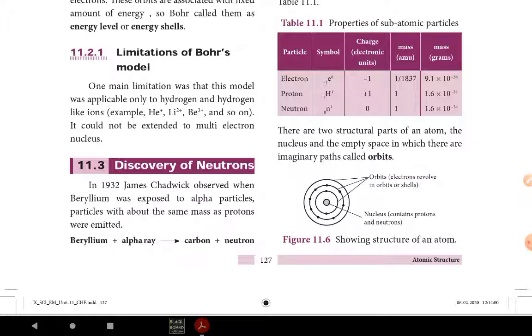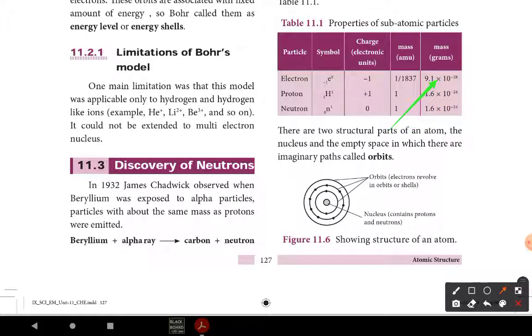What do you see here? See something special, children. Here, proton and neutron both have got the same mass. Proton and neutron have the same mass. Whereas the electron is very, very tiny. For the electron it is 9.1 into 10 to the power of minus 28, while here it is minus 24. So these two have got greater mass than the electron.